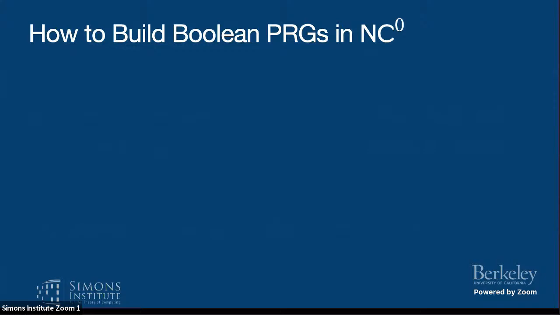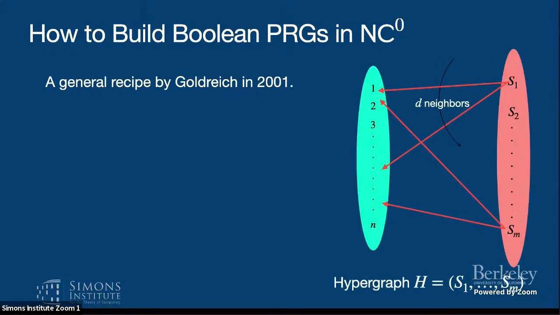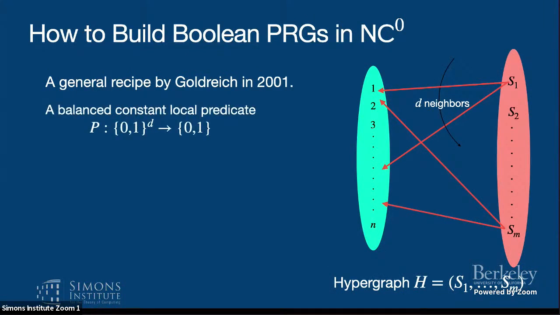Okay, by the way, if there are any questions, please just stop me and ask away. So how do you build candidate Boolean PRGs in NC0? The most popular paradigm, in fact the only one I'm aware of, is this general recipe by Goldreich in 2001, which was actually to construct one-way functions, but is also a reasonable recipe to build PRGs. So what does it say? A Goldreich PRG is parameterized by two things. One of them is a Boolean predicate, and it's a balanced predicate, meaning half of the inputs go to zero, half of the inputs go to one, and it only depends on some constant number of bits.